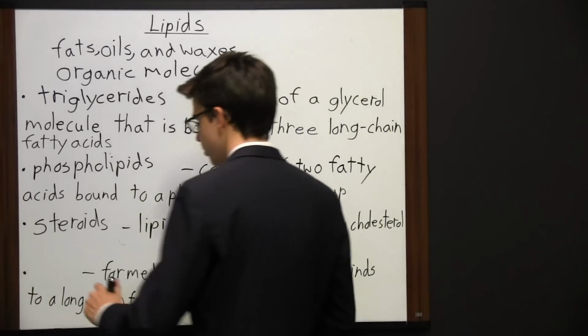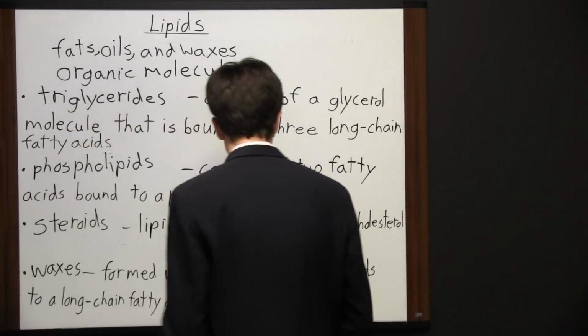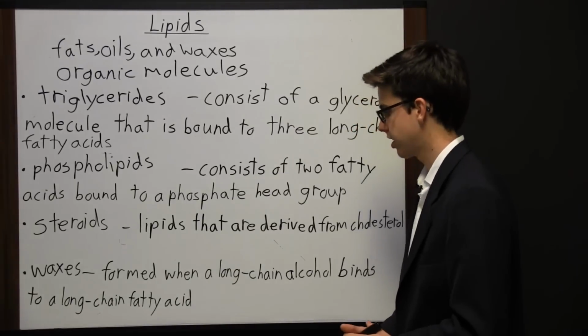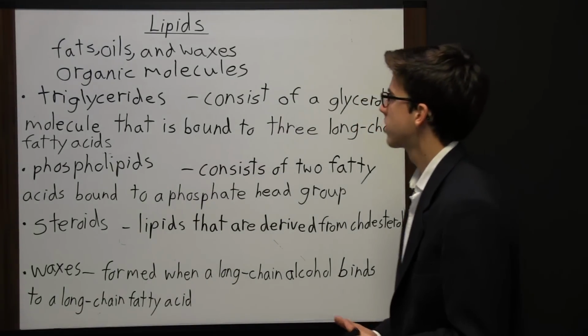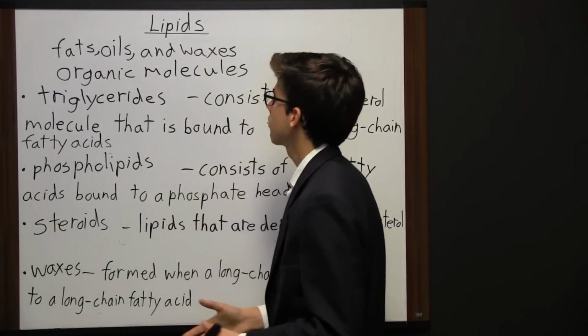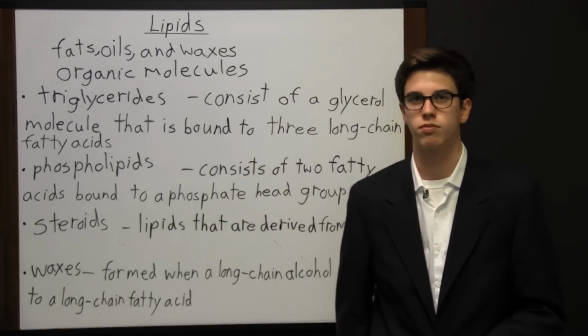Now, the fourth group of lipids that we're going to talk about are waxes, which are formed when a long-chain alcohol binds to a long-chain fatty acid. So again, some common types of lipids are fats, oils, and waxes. And like carbohydrates, lipids are organic molecules.